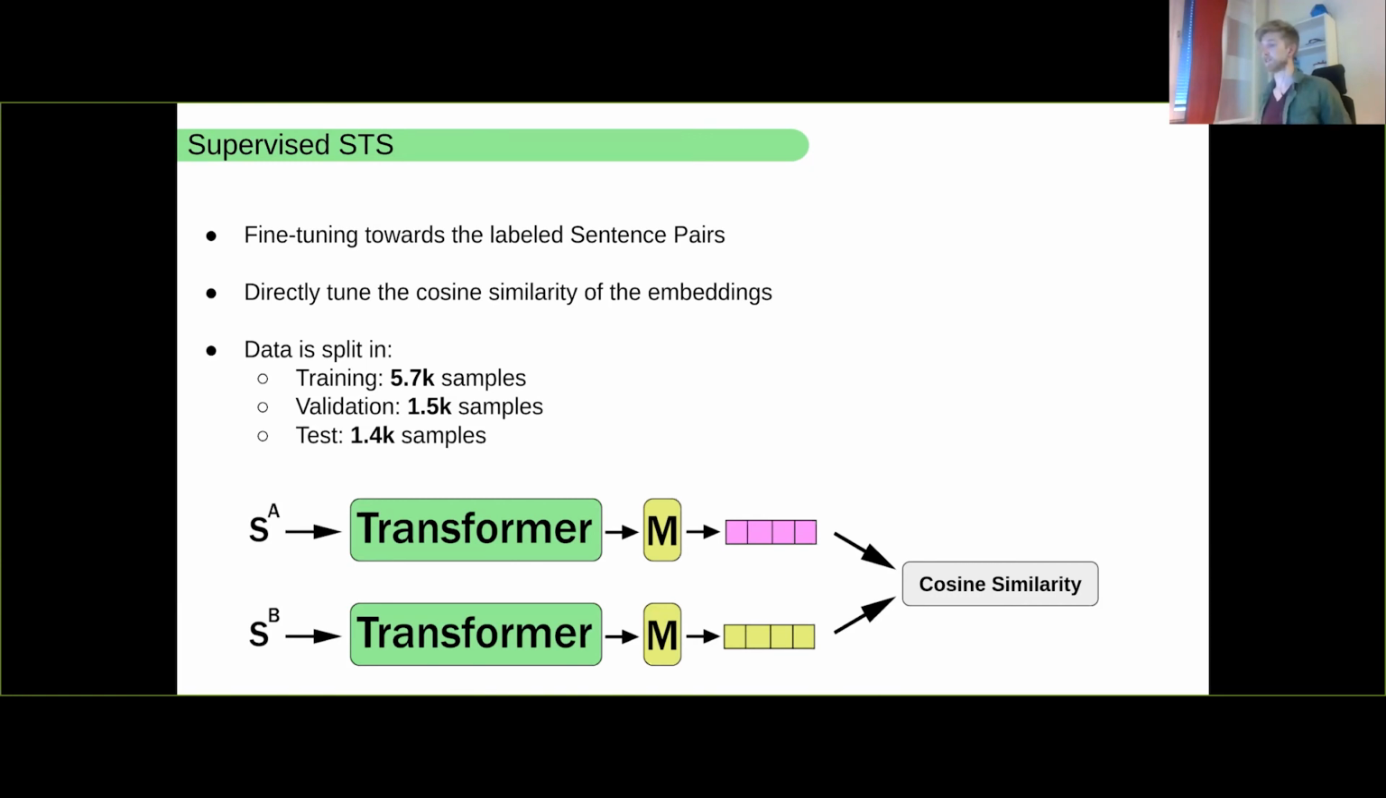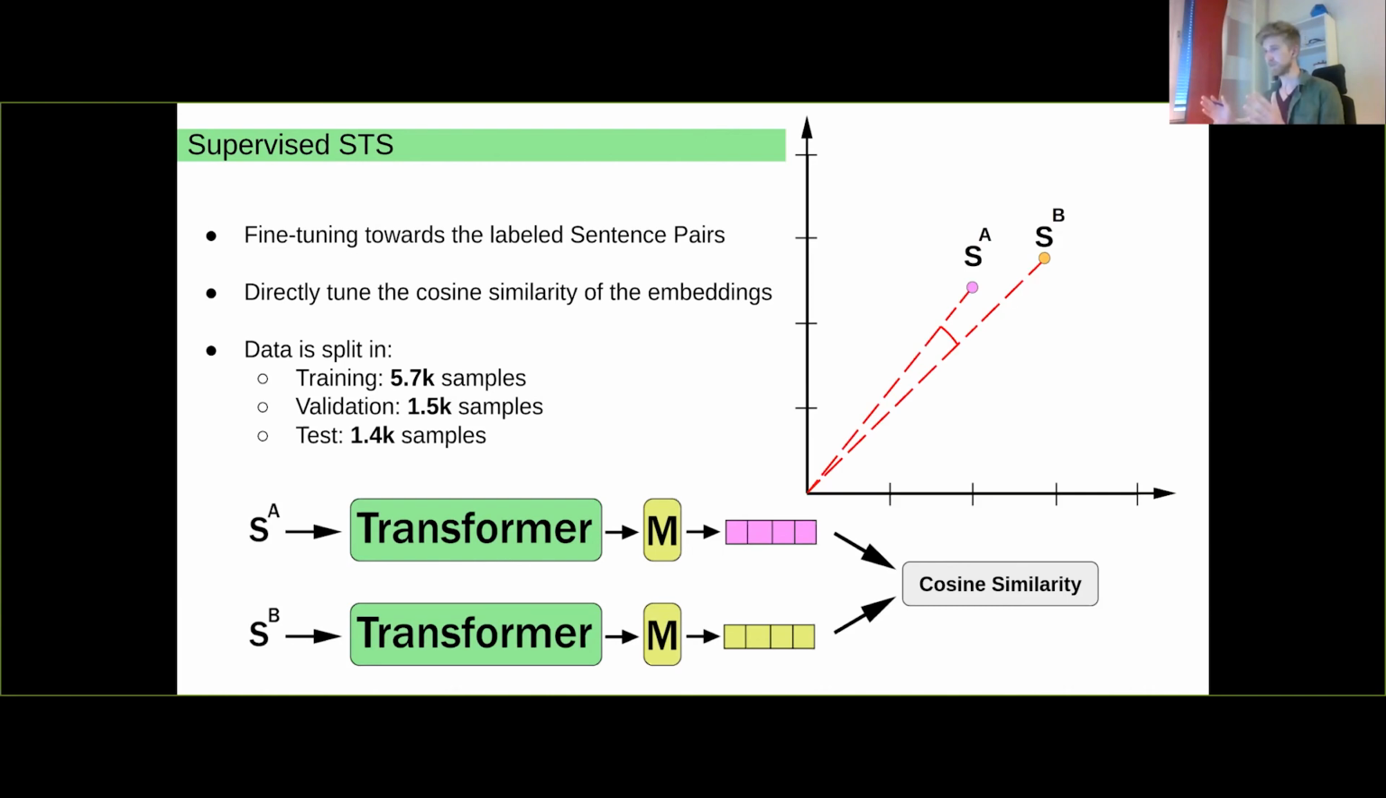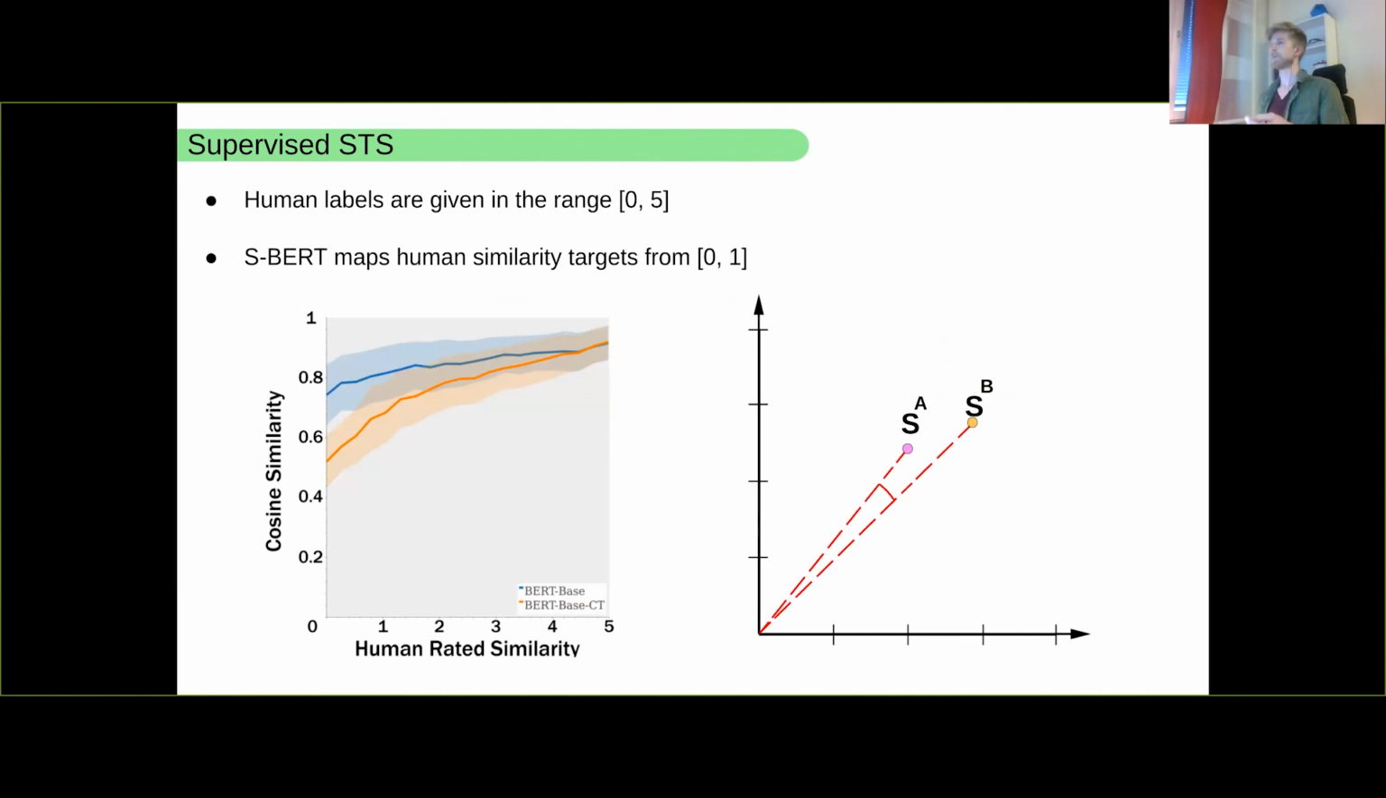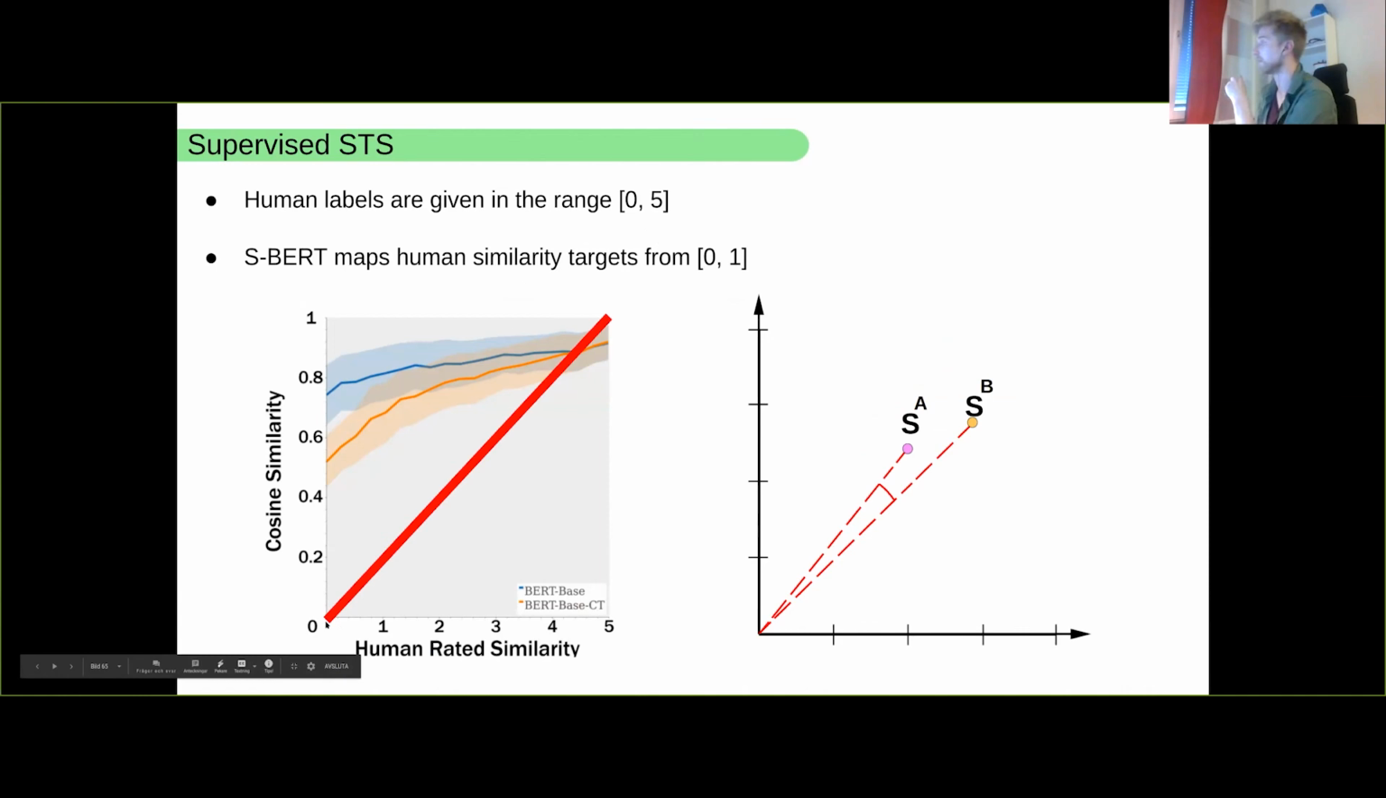What S-BERT does here is that they say, okay, let's just directly try to tune the actual cosine similarity towards what people have been labeling. And this works really well. They know that the human labels are in the range of 0 to 5, and they linearly map these to between 0 and 1. So we want the end curve to look like this. And indeed, if they were to achieve this, they would get a perfect correlation score.